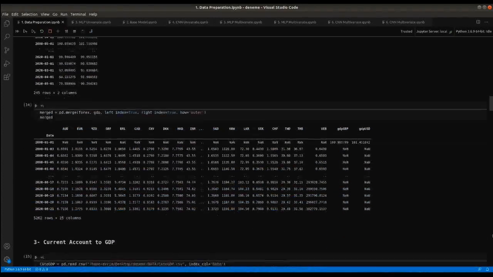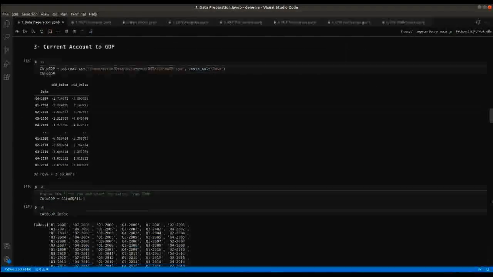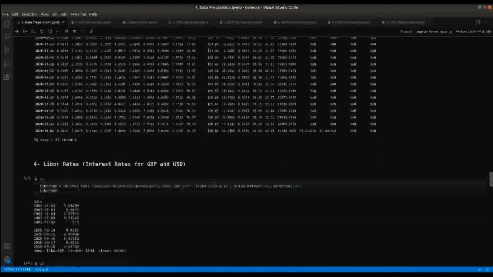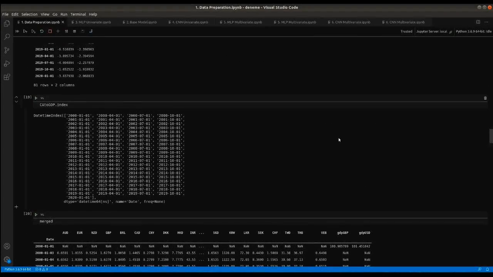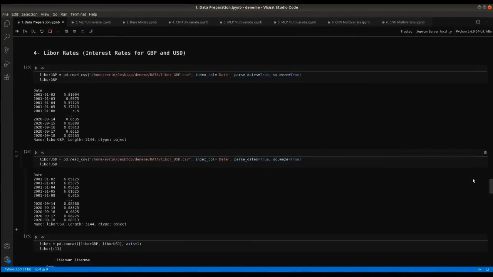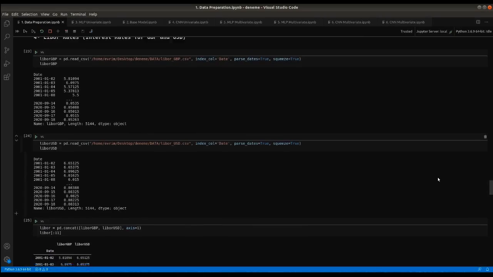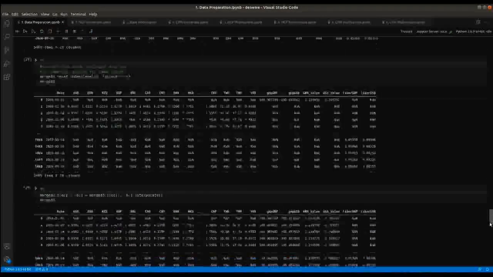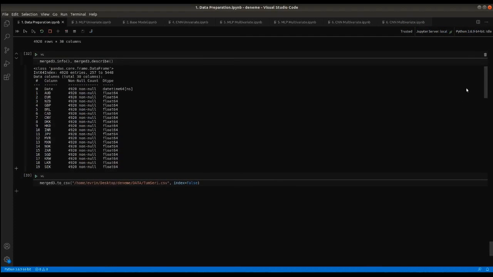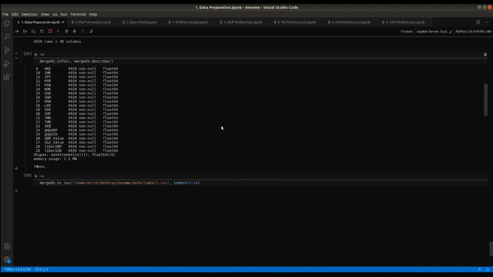Third one was the current account to GDP data. Similarly, I needed to interpolate them from quarterly to daily data for an appropriate matchup. The fourth and the last one was LIBOR rates, which were provided daily. After merging all these data, I saved them to a CSV, and for further analysis, I pulled the data from this file. Eventually, the data became 29 columns representing features, plus date information, and 4,920 rows representing the observations.